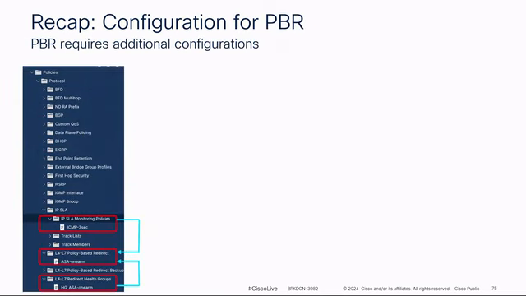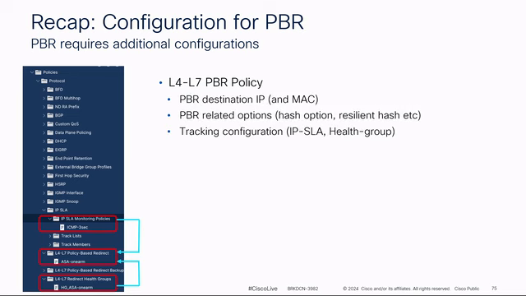In addition to this, if it's PBR, we need to add more configuration. Because of the PBR destination definition, we need to configure the destination IP and the MAC. And also we have hash options such as source IP and destination IP. Although it's not mandatory configuration, you can just use the default configuration. But we have multiple different options because we are enhancing this feature, resilient hash and so on.